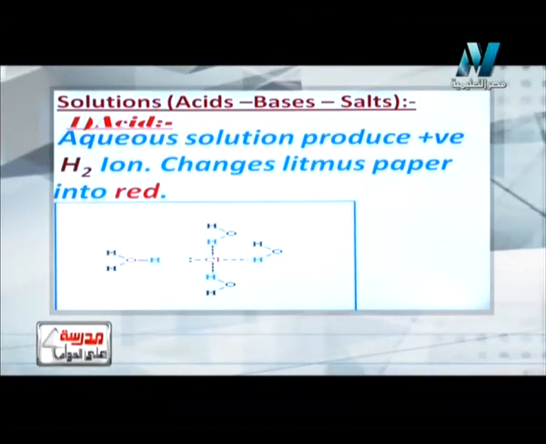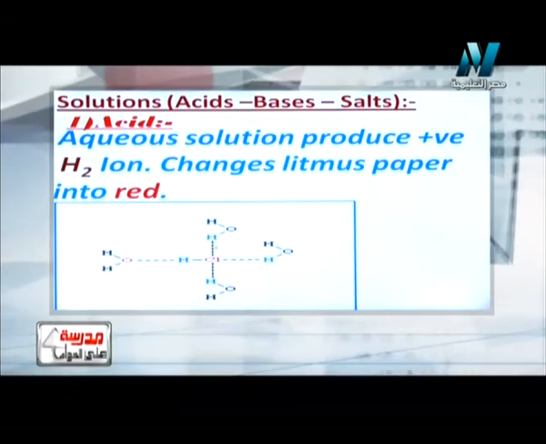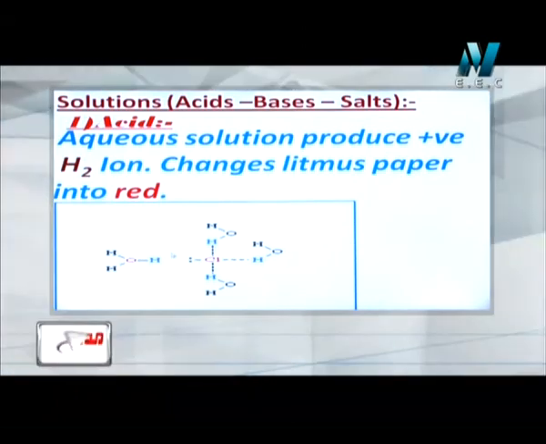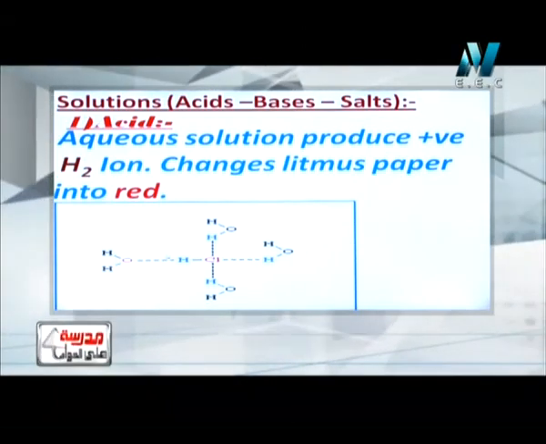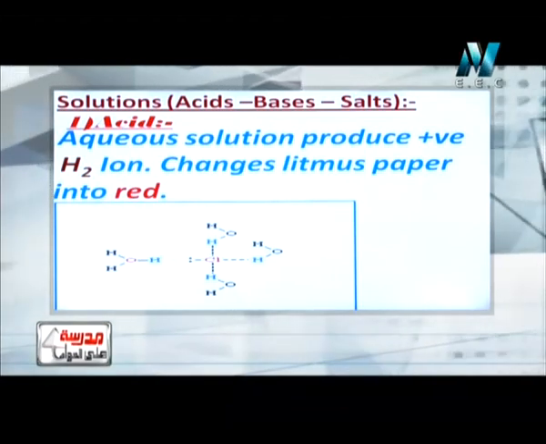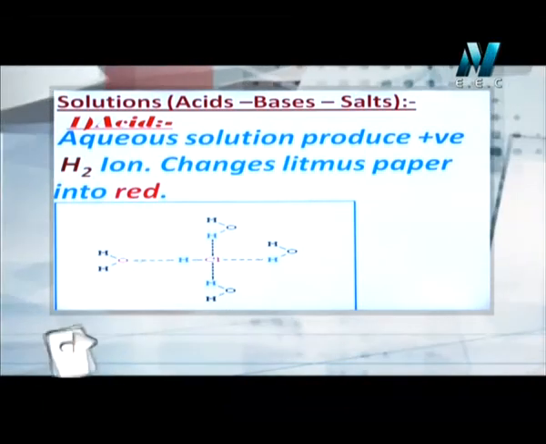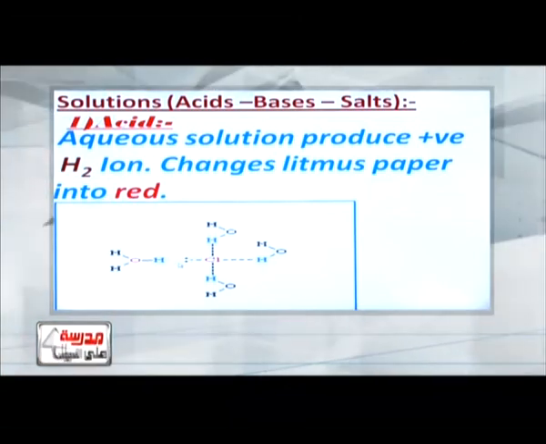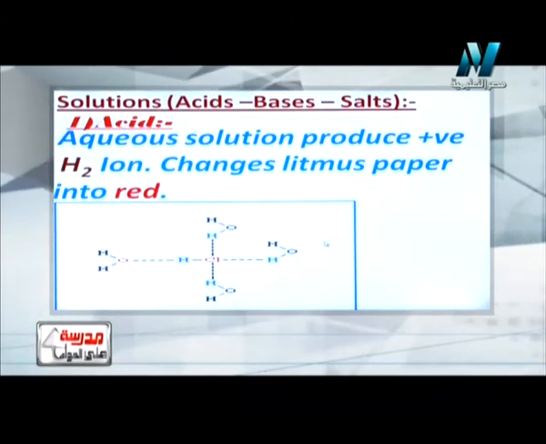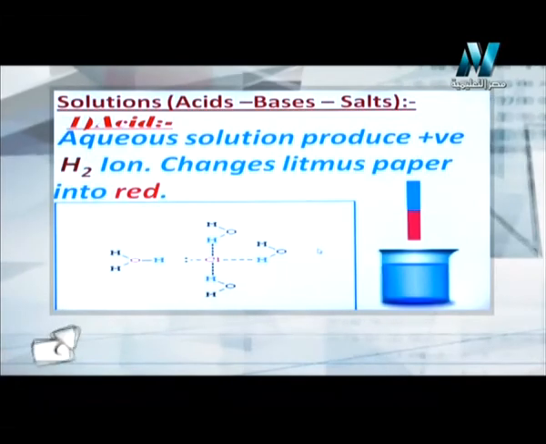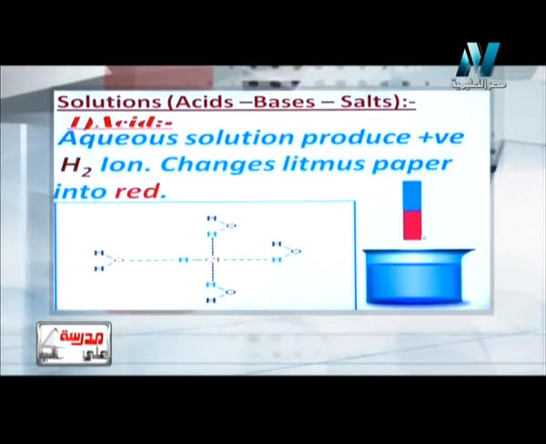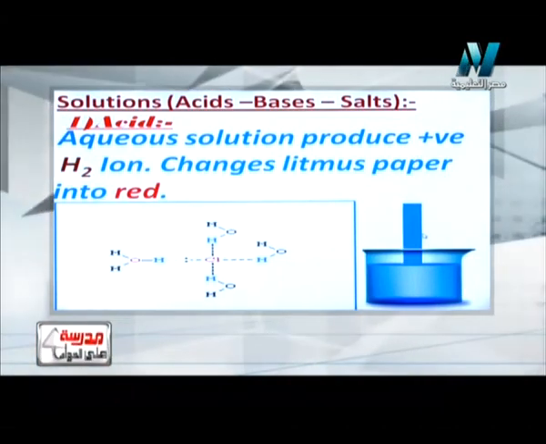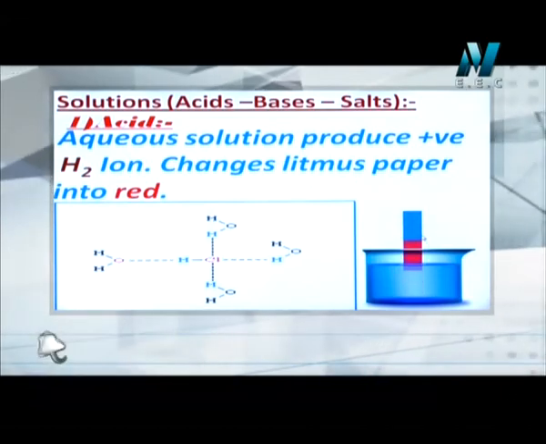So acids produce, as you see, positive hydrogen ions. I am putting my hand on it with the mouse: positive hydrogen ions in water, meaning an aqueous solution. So what will it change litmus paper into? Into red. As we see here, put litmus paper into acid, it will change into red color.